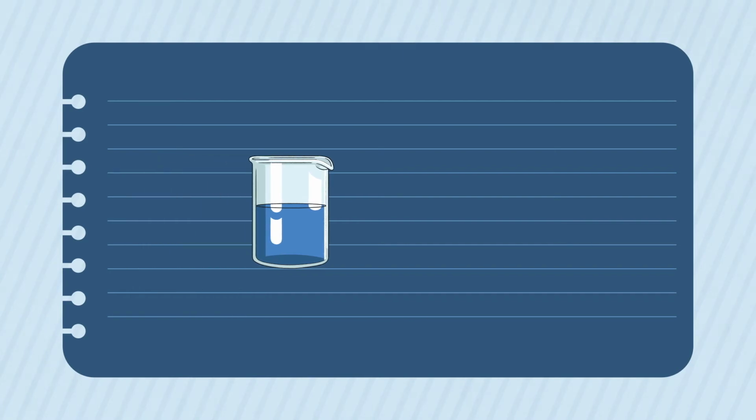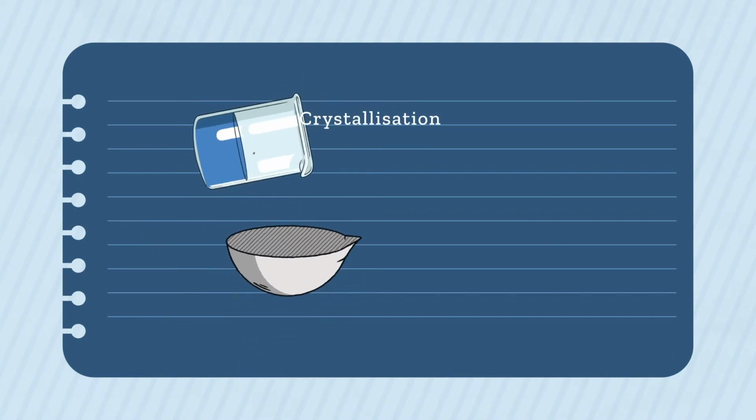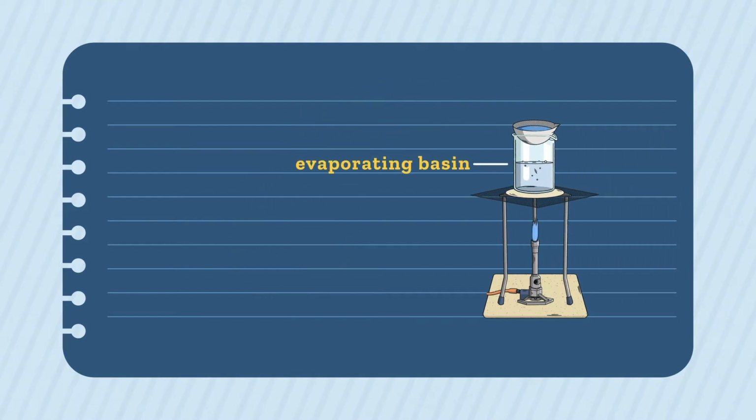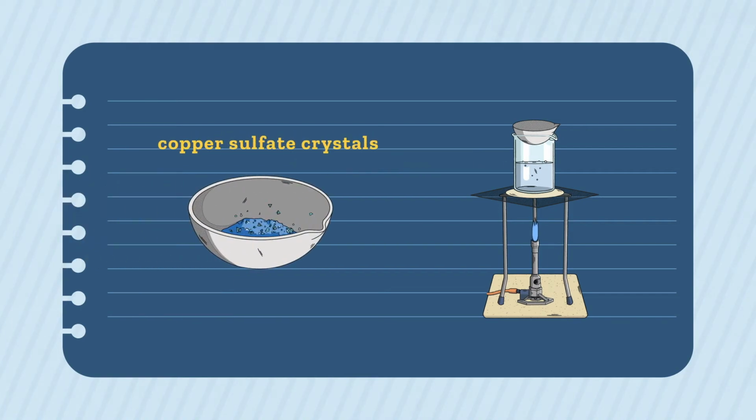Next, let us look at a technique to collect a soluble salt from a solution. For example, collecting copper sulfate crystals from a copper sulfate solution. This technique is called crystallization. The solution is heated in an evaporating basin over a water bath. The solvent begins to evaporate. Then, as the solution cools, crystals of the soluble salt start to form.